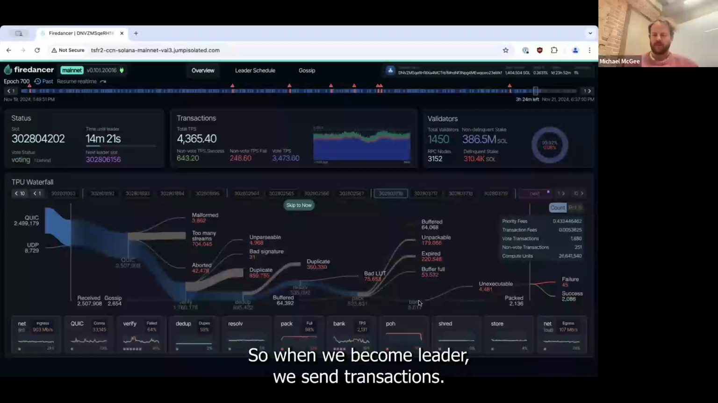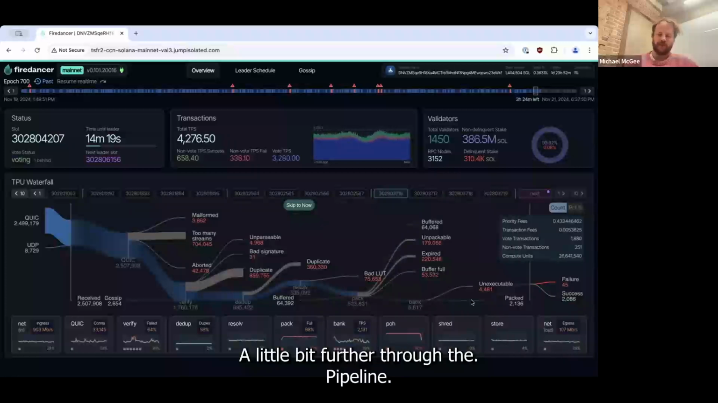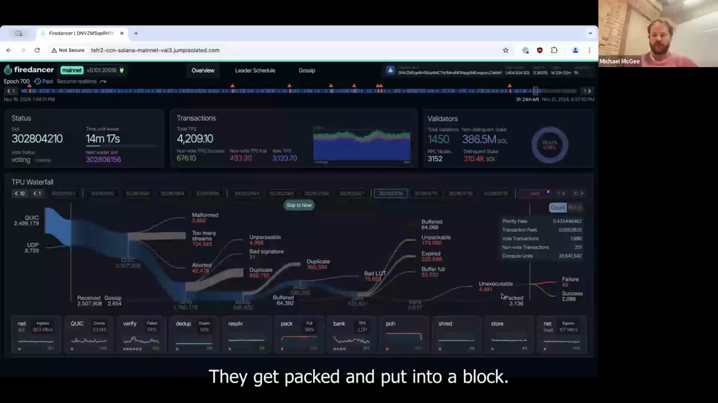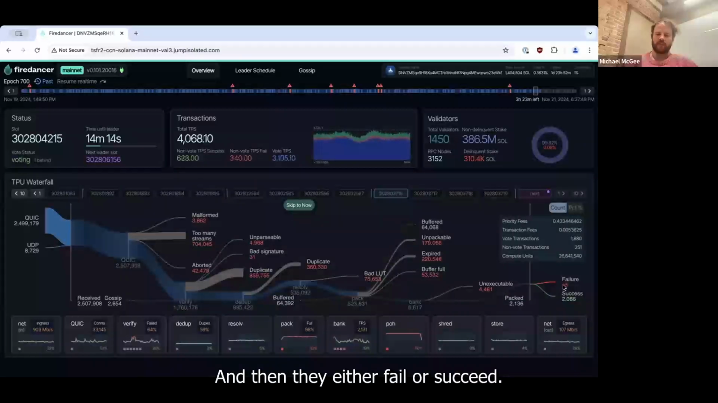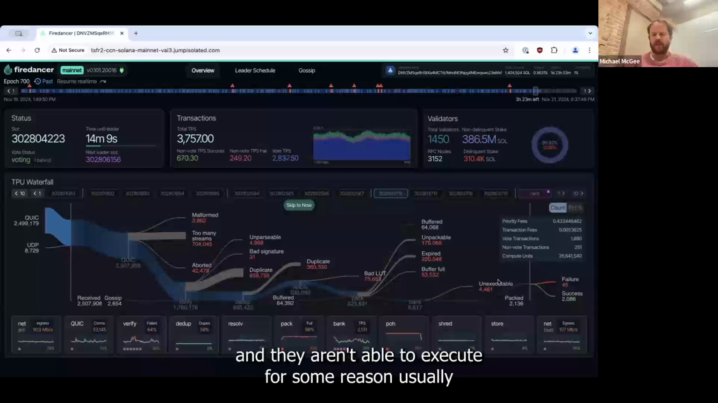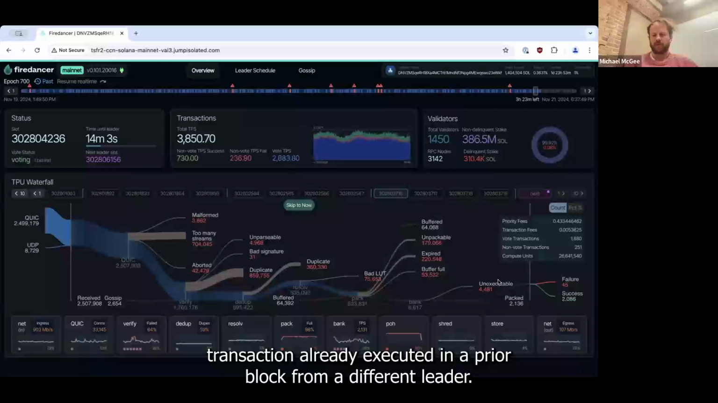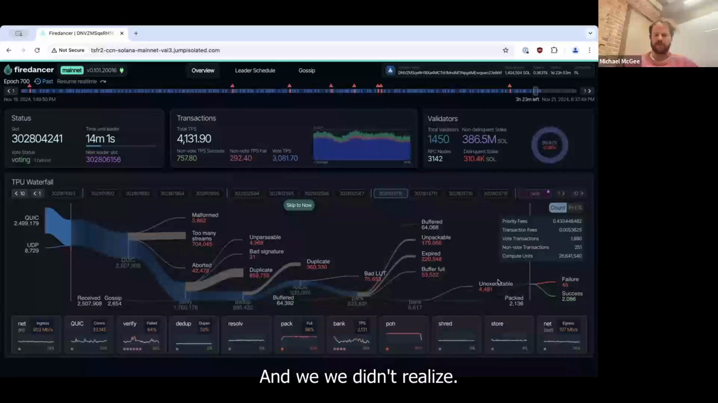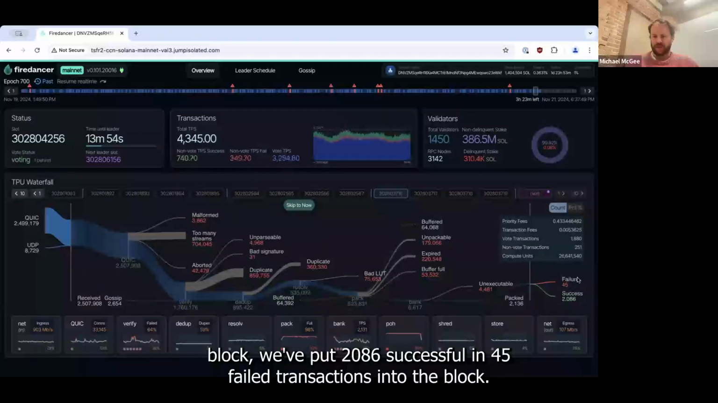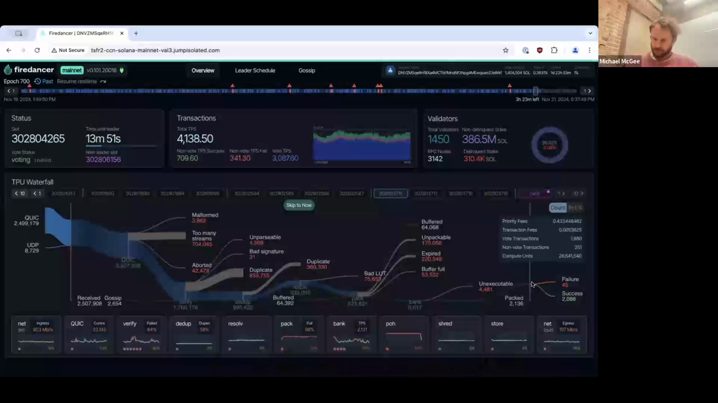So when we become leader, we send transactions a little bit further through the pipeline. They get packed and put into a block, and then they either fail or succeed. Some transactions, we try and pack them, and they aren't able to execute for some reason. Usually, this is because the transaction already executed in a prior block from a different leader, and we didn't realize. But yeah, so you'll see in this block, we've put 2,086 successful and 45 failed transactions into the block.